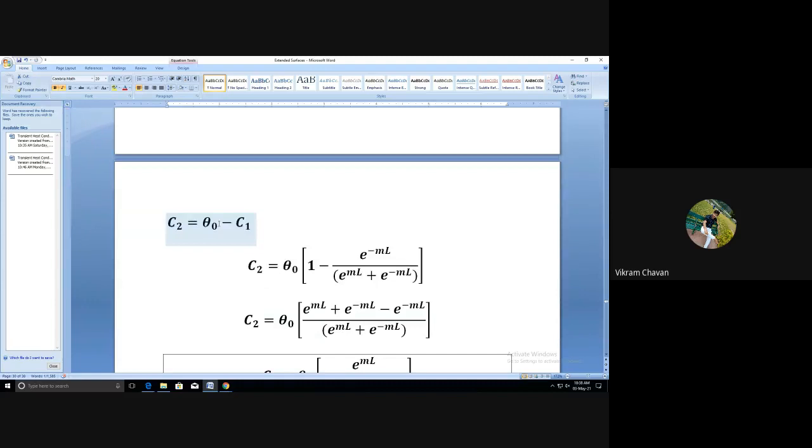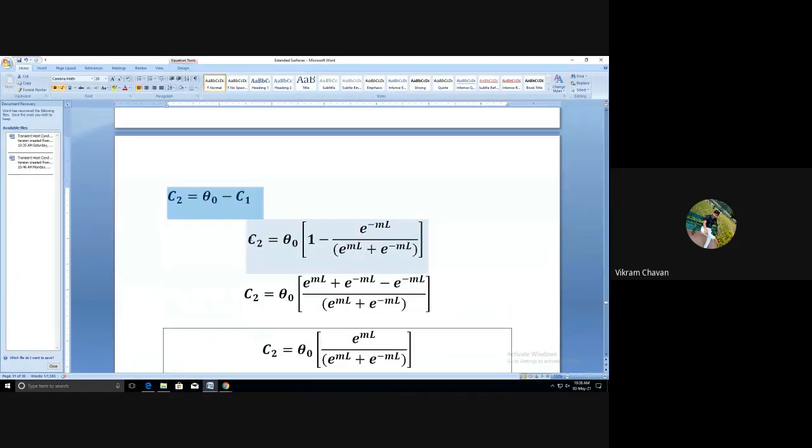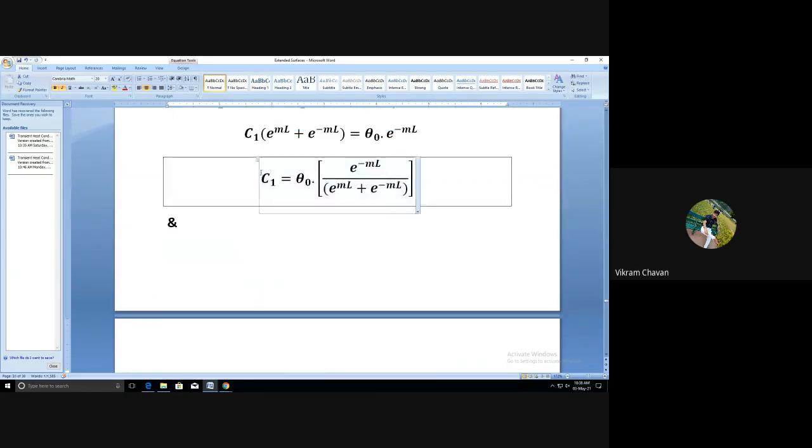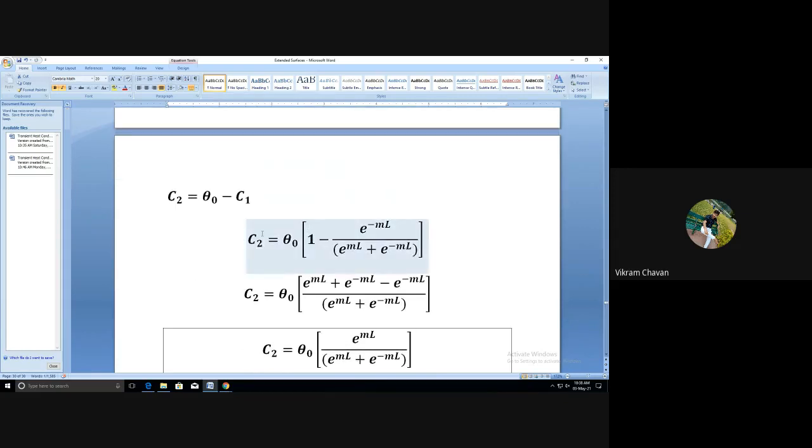So C2 will be equal to theta naught minus C1. If you take theta naught minus C1 and put in the value of C1, C1 is equal to theta naught multiplied by inside the bracket e raised to minus ml, whole divided by e raised to ml plus e raised to minus ml. If you take theta naught common from both the terms, we'll get C2 equal to theta naught inside the bracket 1 minus e raised to minus ml divided by e raised to ml plus e raised to minus ml.